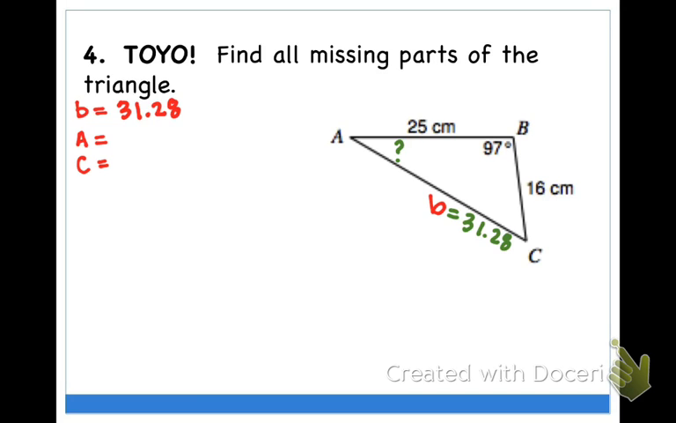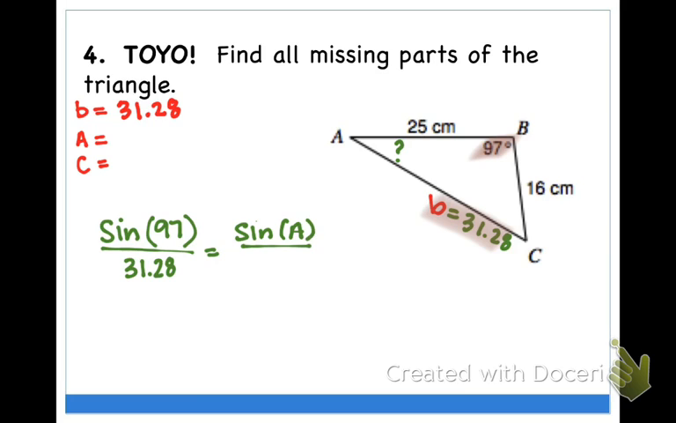And so remember the requirement for law of sines is that we have an angle and the side opposite where I know both pieces. Since we just found side B, we know both pieces now. So yes, we can now use our law of sines. So that's what I want to do. I want to set this up with sine 97 over my newly found 31.28 equals sine of angle A over side length A of 16. And I want to do my cross multiplication. So we'll cross multiply.